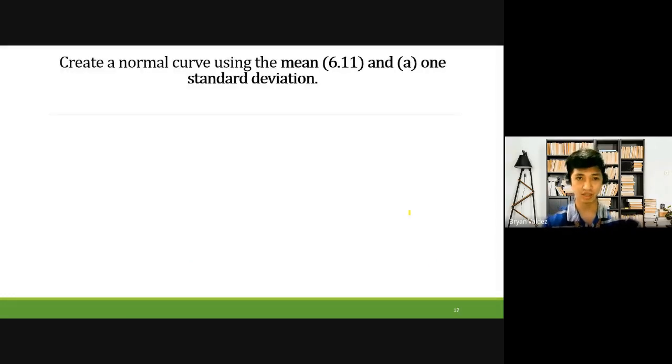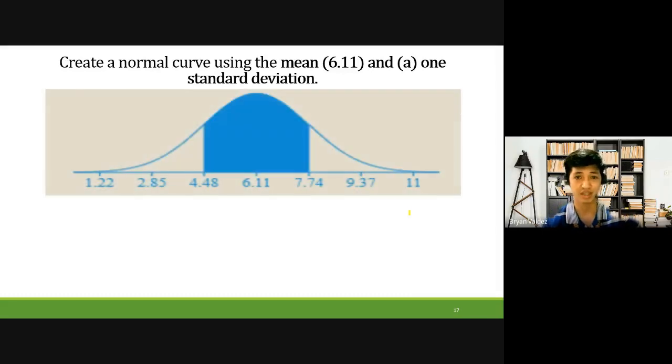Ayan. So create a normal curve using the mean. Our mean is 6.11 and letter A, 1 standard deviation. So represented, ayan. So, paano natin nakuha yung mga values dun sa x-axis? Yung 6.11, 7.74, 9.37, 11, 1.22, 2.85, and 4.48.